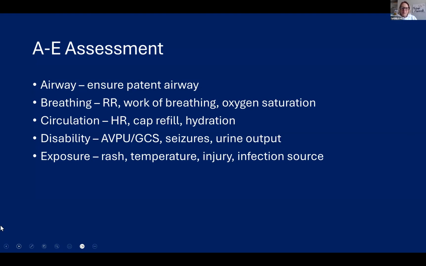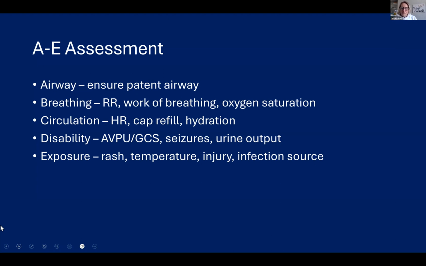So obviously making sure the airway is patent, your breathing, looking for increased work of breathing, respiratory rate, oxygen saturations, on the PEWS, those signs of respiratory distress. Obviously our circulation is very important. So think about heart rate, capillary refill, hydration, obviously blood pressure. Children can compensate for a long time. So observations can sometimes be normal. Then they deteriorate quite rapidly.